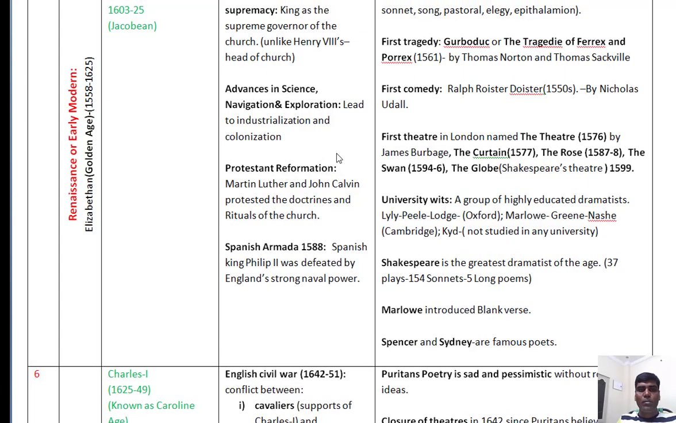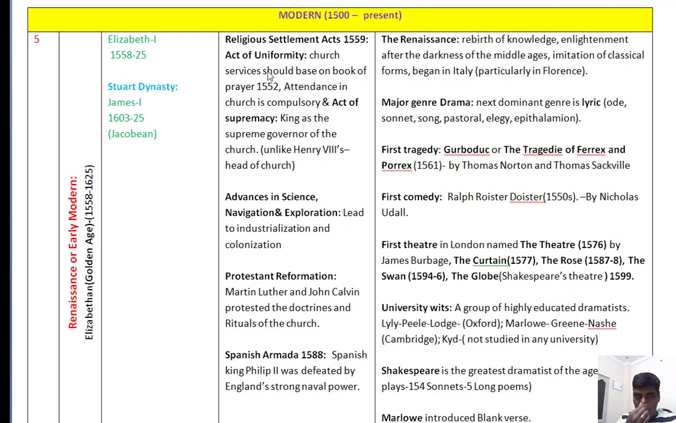Coming to the historical events of this age, the Religious Settlement Act is the one which was passed in 1559.